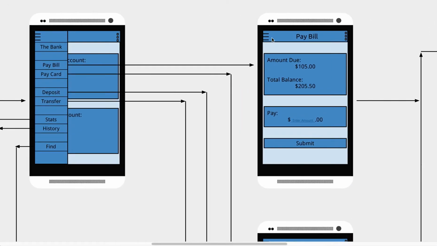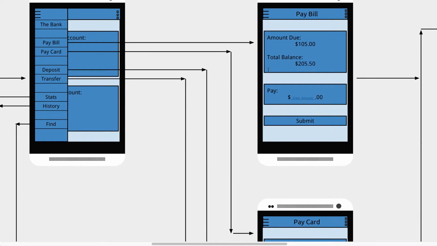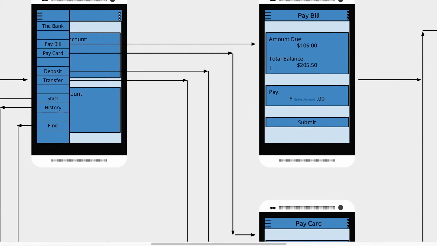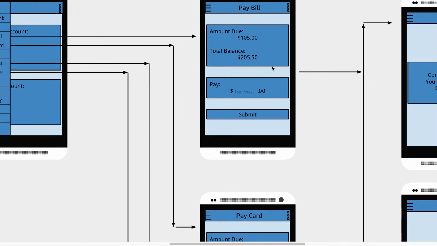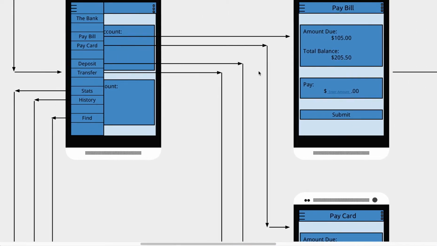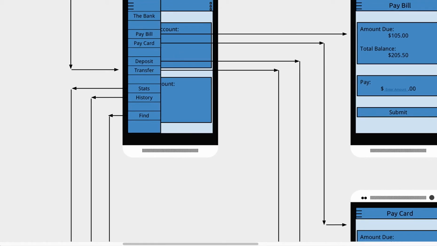And at any point you can see that icon up in the top left corner that has the swipeable menu, so you could take yourself to anywhere in the application at any point. So let's go through another process here.